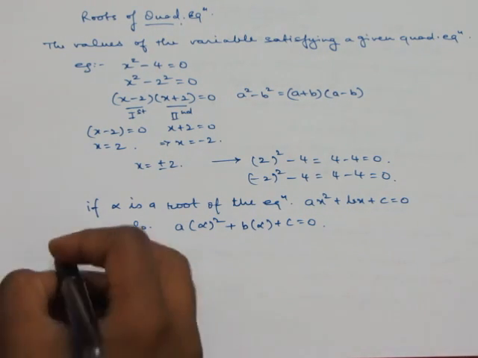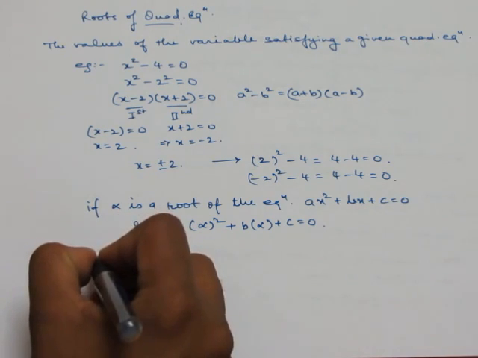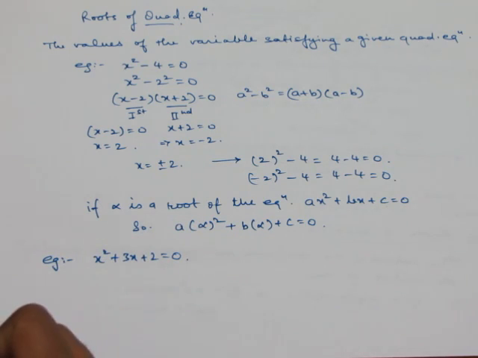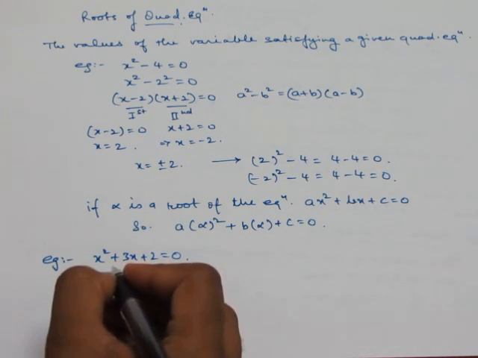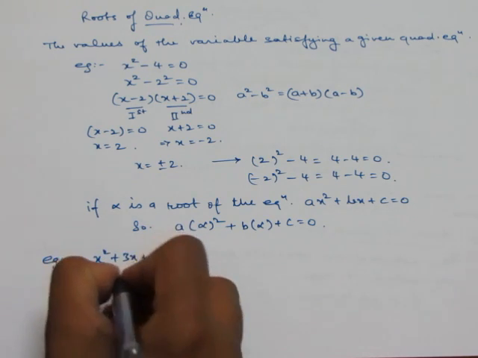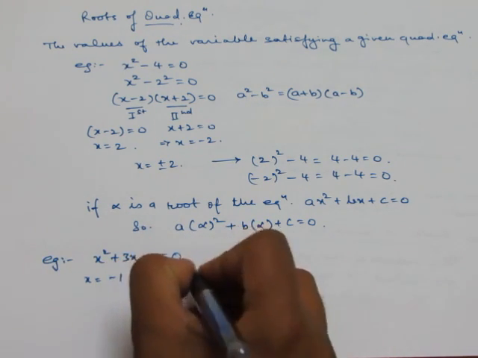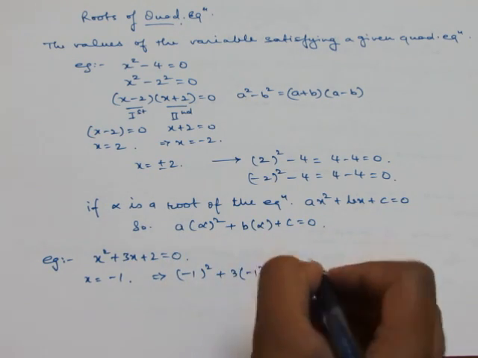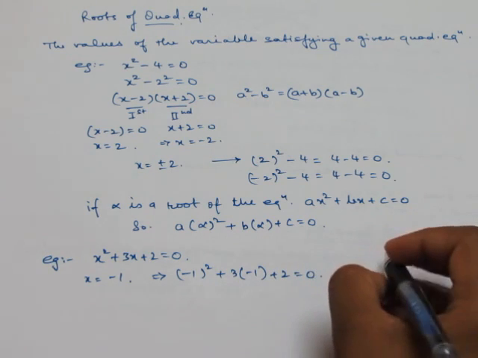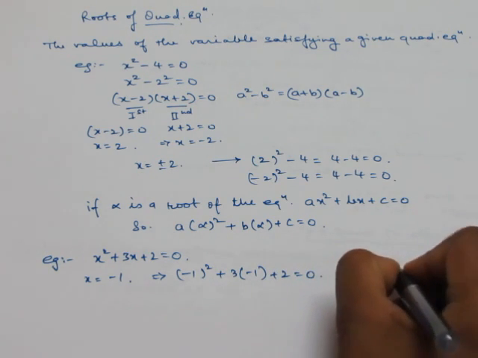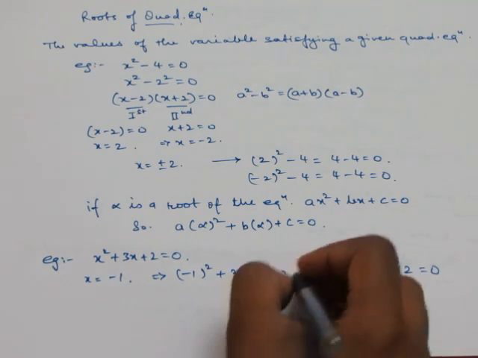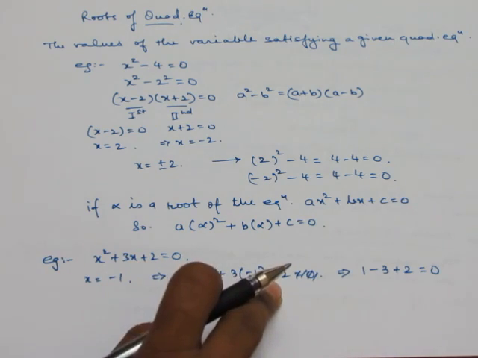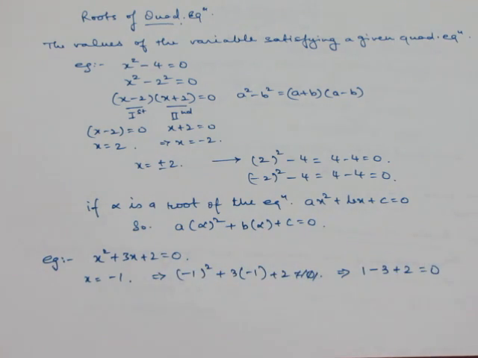Let's take up an example. I have an equation x square plus 3x plus 2 equals to 0. So clearly, if I put x equals to minus 1, what I get? Minus 1 whole square plus 3 into minus 1 plus 2 equals to 0, or I get 1 minus 3 plus 2, 0. And when I add this, I get 0.